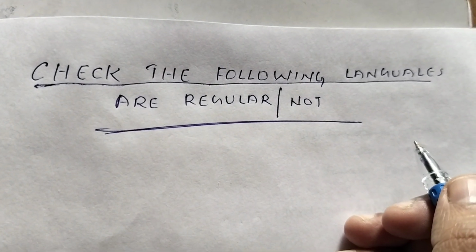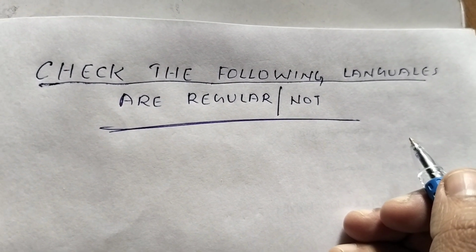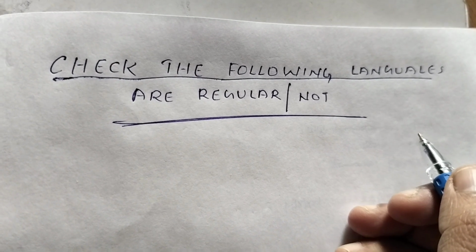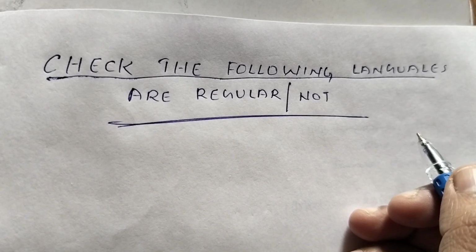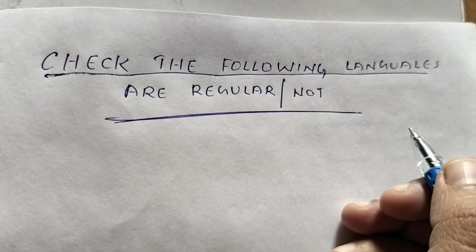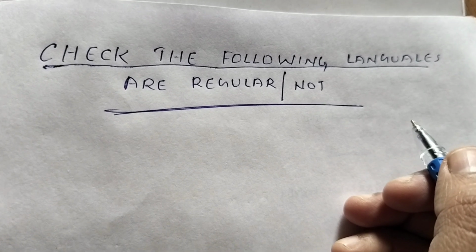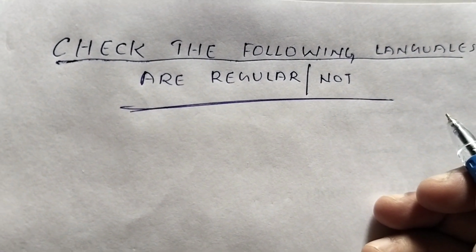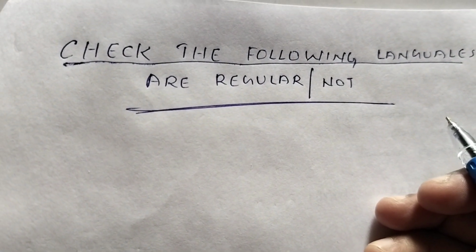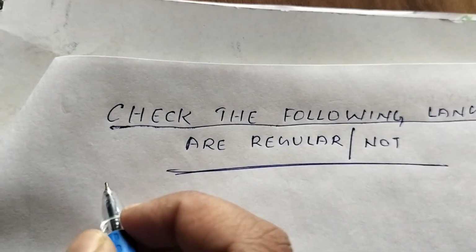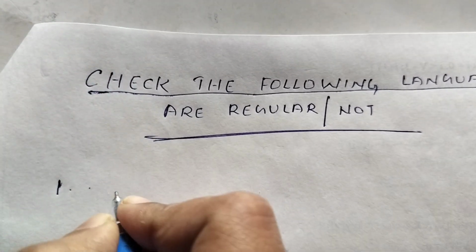So in the previous videos we discussed how to prove that a particular language is not regular by using the pumping lemma. That is one method to check whether a language is regular or not. Without using the pumping lemma also, we can check whether a particular language is regular or not. So in this video I am going to explain how to check whether a language is regular or not without using the pumping lemma.